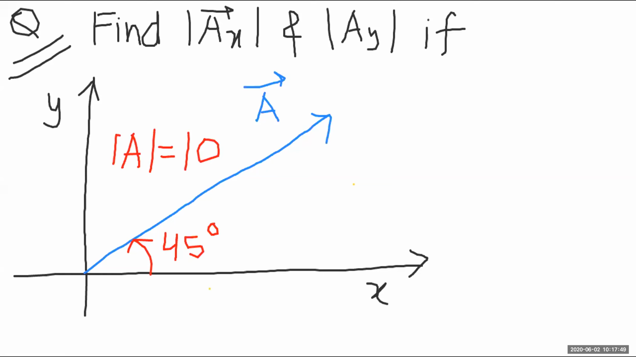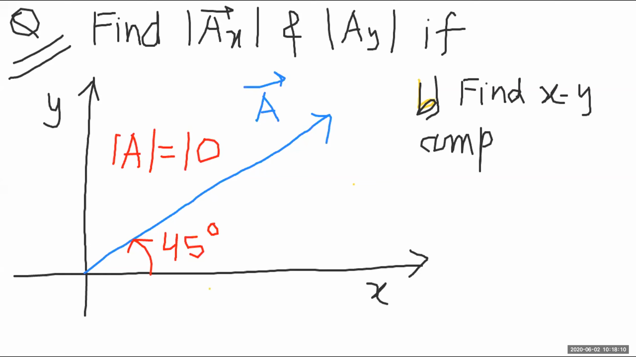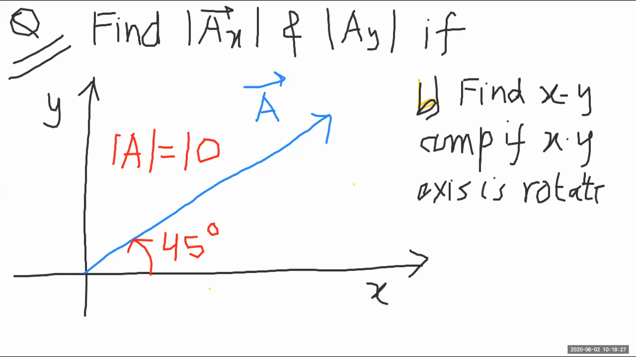Right, so B part of the question. Find X, Y components if XY axis is rotated by 8 degrees anti-clockwise.